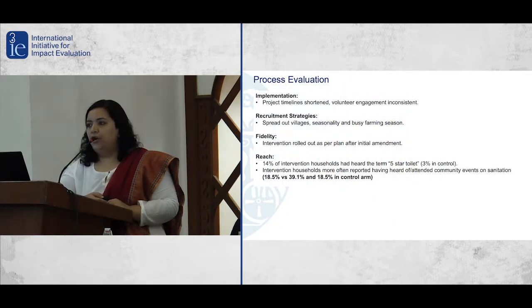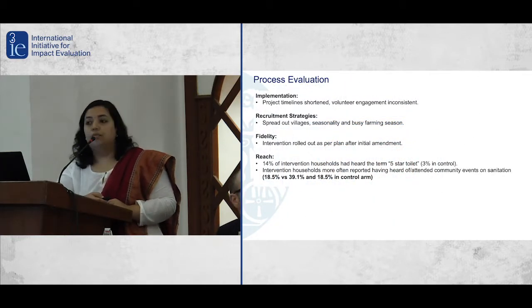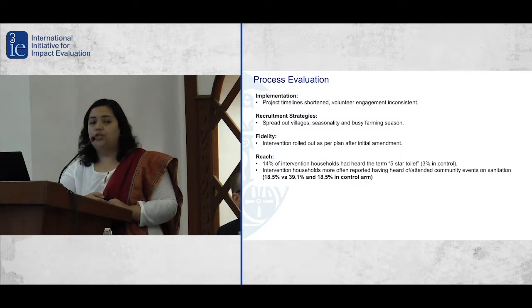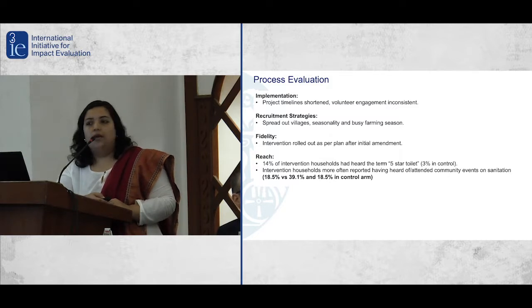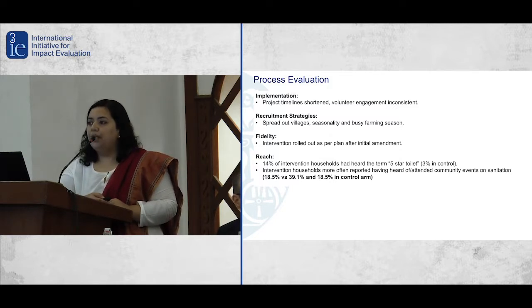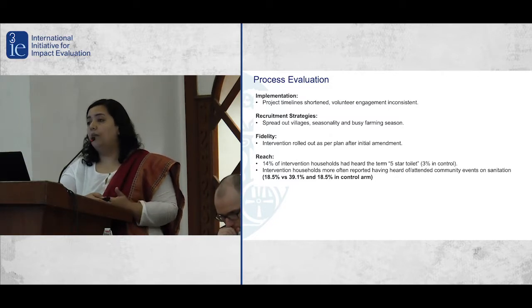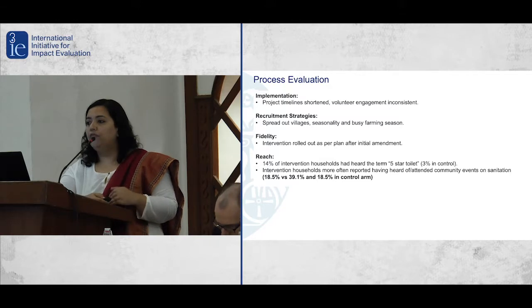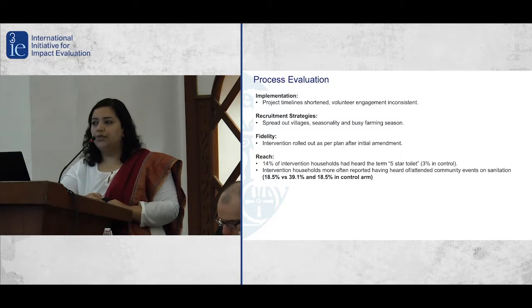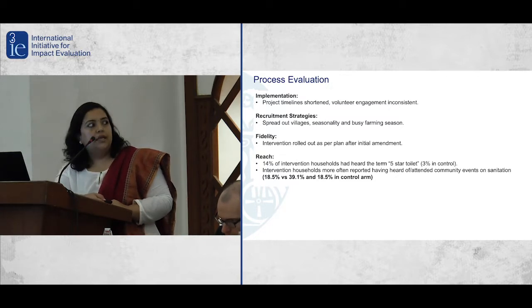We conducted a process evaluation, and we realized that project timelines were shortened. Therefore, it was difficult to engage volunteers who were supposed to do follow-up in the communities. And also we realized that participation of women was really limited in the evenings, because often it was a busy farming season, and in the evenings they were busy cooking for the family. And by the time they got free, it was really late. And in some communities, women were really not encouraged to come to the village center at night.